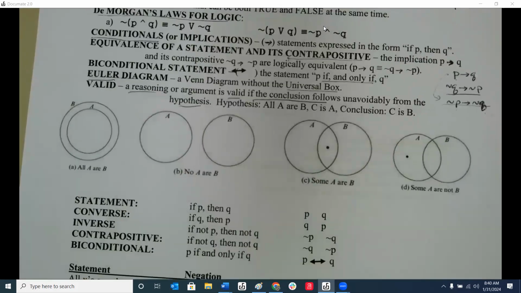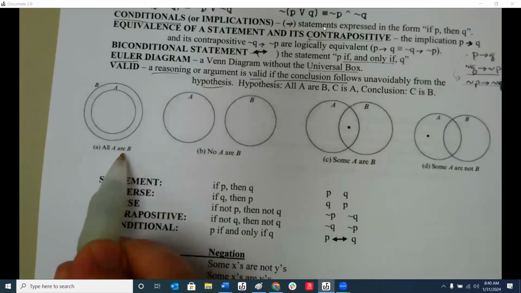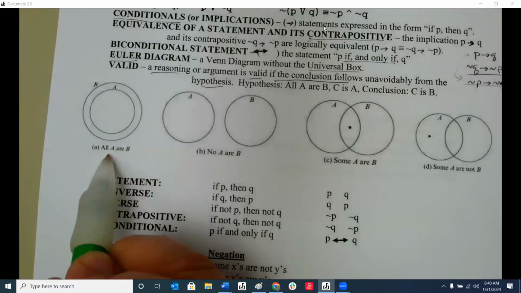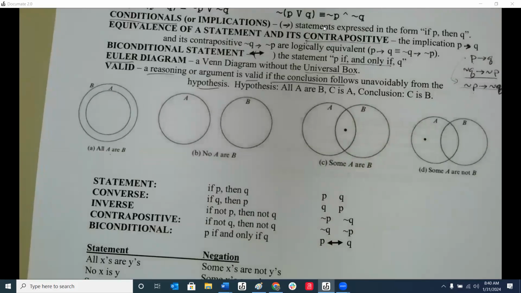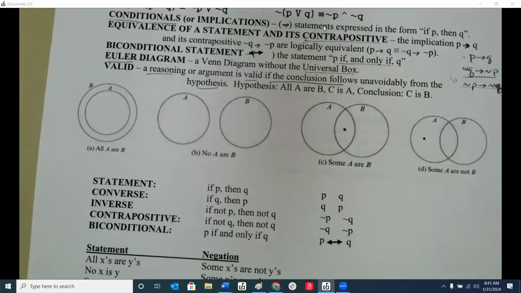So here we have examples of Euler diagrams. How do we know they're Euler diagrams? No boxes. Very good. So this one, for all A that are in B, what does that mean? Yes. So A is a proper subset. We'll talk about subsets later on in the next section. But since all of A is inside B, are they equal? Why not?